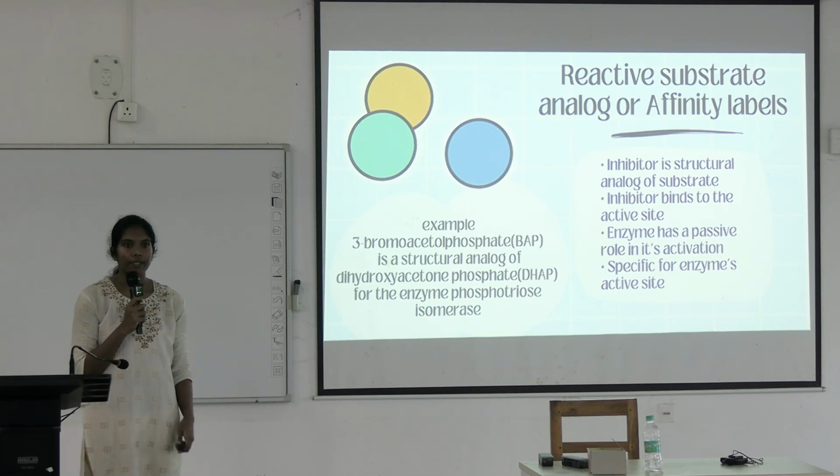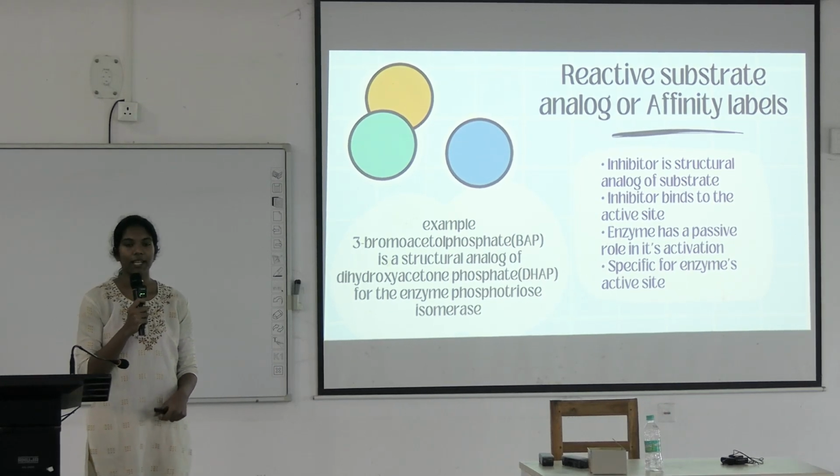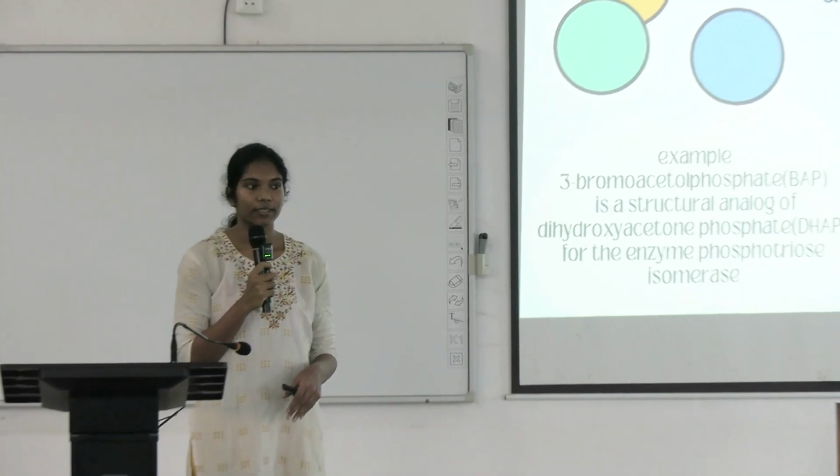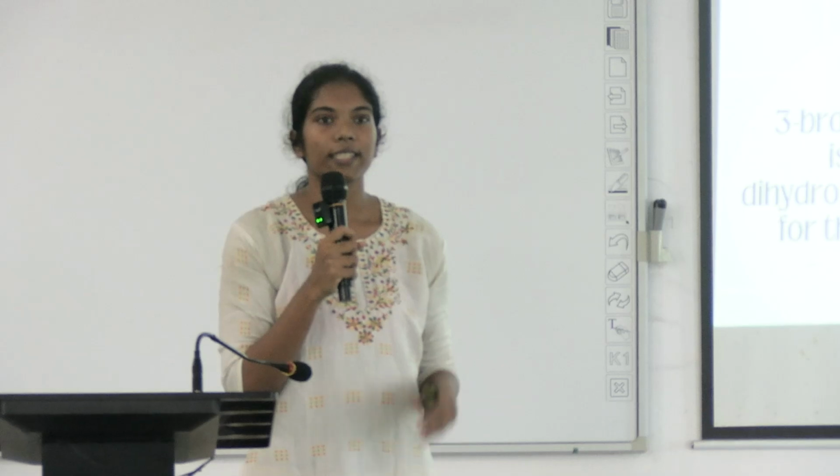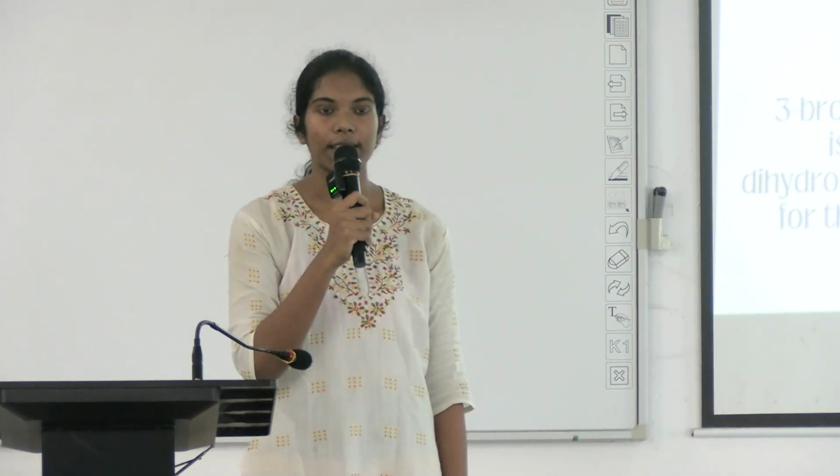It also differs from suicide inhibition in that in suicide inhibition, the enzyme has an active role in its own inactivation. The inhibitors in this case are specific for enzyme active sites. Examples include 3-bromoacetol phosphate, or BAP for short, which inhibits the enzyme triose phosphate isomerase.